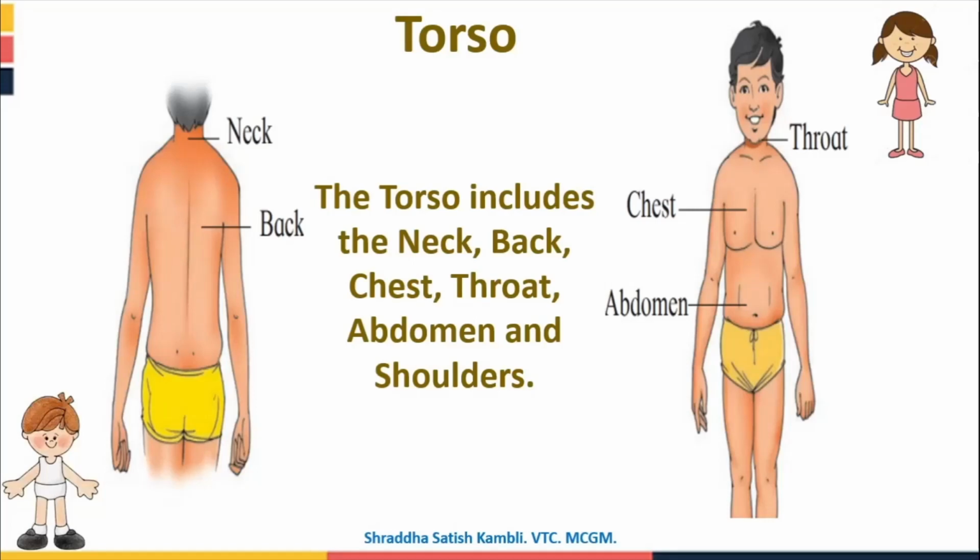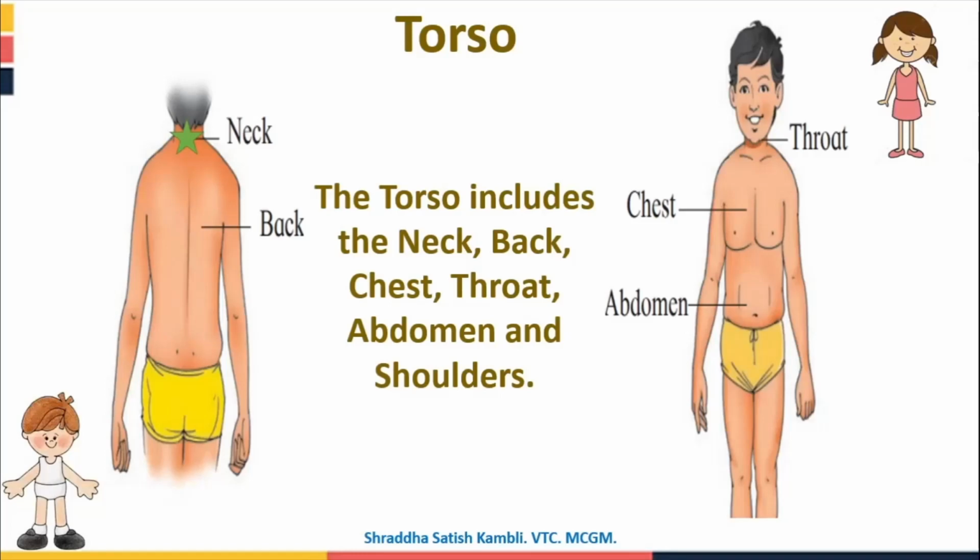Coming back, these are again some images from your textbook. So see, what all parts does the torso include now? Now let us look at the various parts of the torso. So in the torso you have the neck. Can you see neck, which we say gardan?